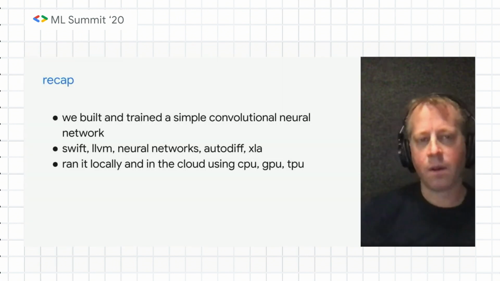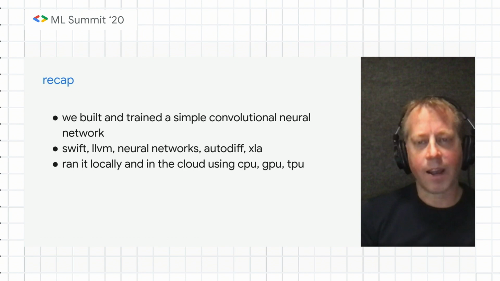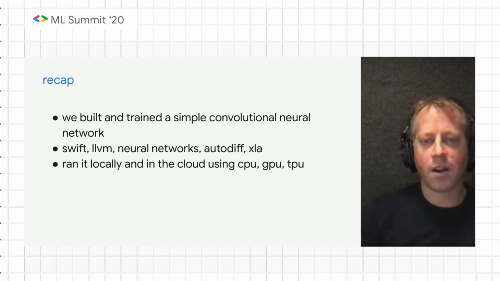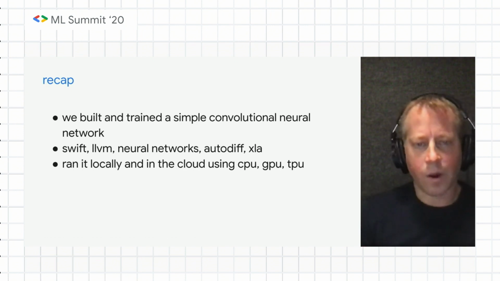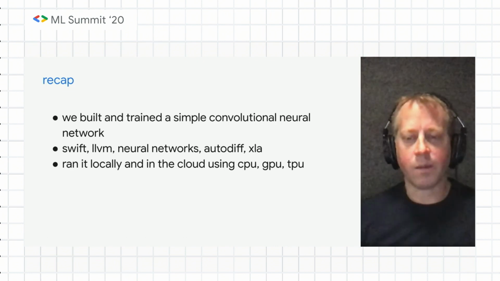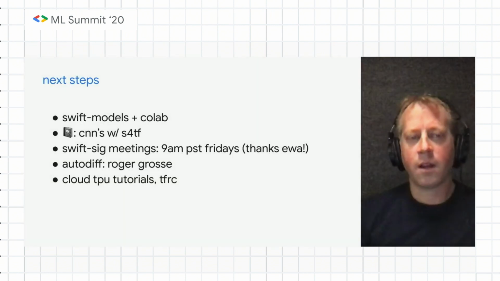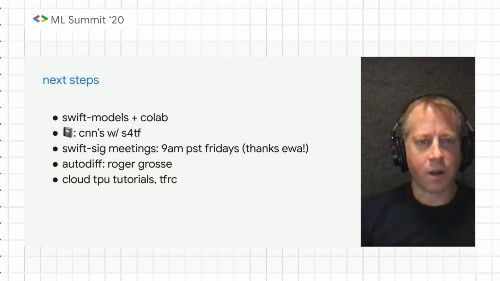So to recap, we built and trained a simple convolutional neural network. We talked a little bit about how Swift, LLVM, and neural networks worked in general, and how AutoDiff can be combined with XLA in order to run our code on arbitrary hardware. And so we ran our demo locally, in the cloud using a CPU, a GPU, and then a TPU on demand. So that's most of what I have for content.